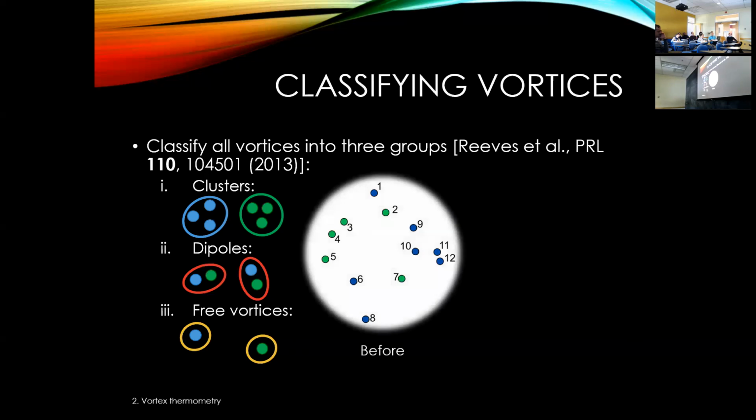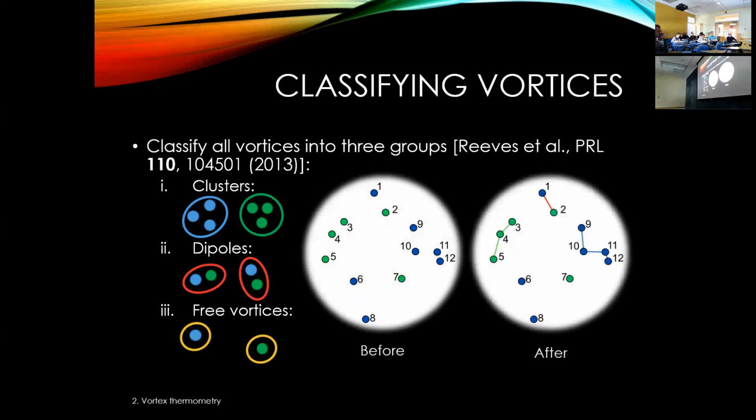Just as an example of what the algorithm spits out: if you put in some configuration of vortices and anti-vortices, it will tell you where the clusters, dipoles and free vortices are. You can see here that it has identified 2 clusters, a dipole, and some free vortices. I won't go into the detail of how the algorithm works, but it's basically just looking at the distance to nearest neighbor vortices. And the solution that you get for any vortex configuration is unique to the algorithm, so you always get the same answer.